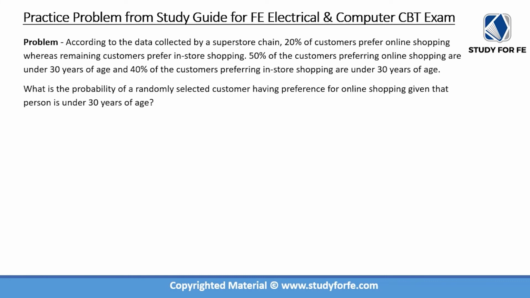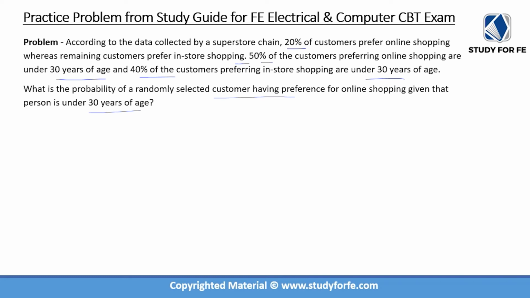Let's look at a problem from the study guide. According to data collected by a superstore chain, 20% of the customers prefer online shopping, whereas the remaining customers prefer in-store shopping. 50% of the customers preferring online shopping are under 30 years of age, and 40% of customers preferring in-store shopping are under 30 years of age. What is the probability of a randomly selected customer having a preference for online shopping, given that the person is under the age of 30?